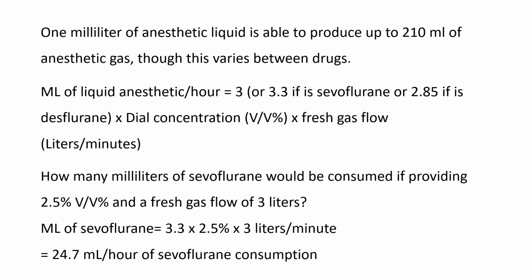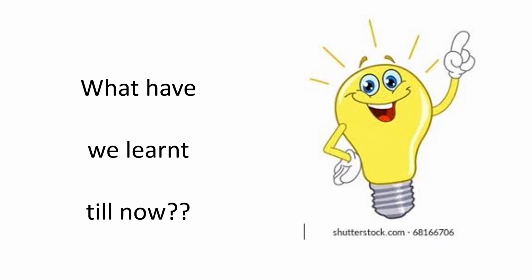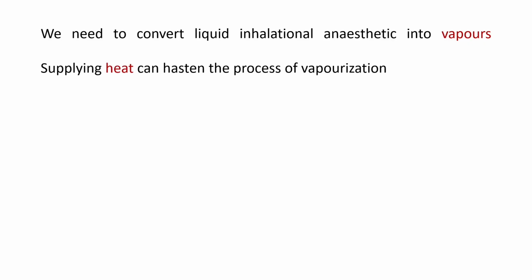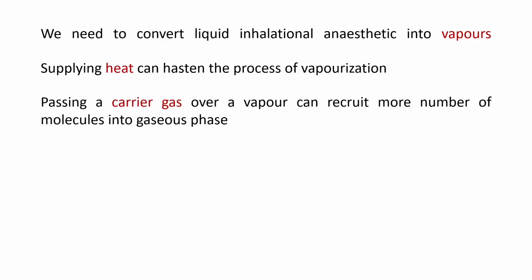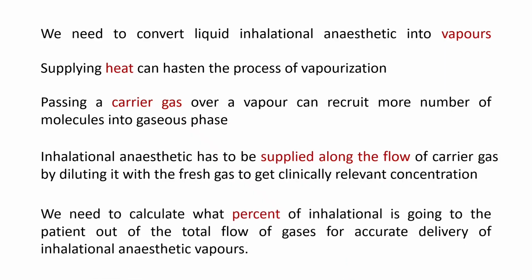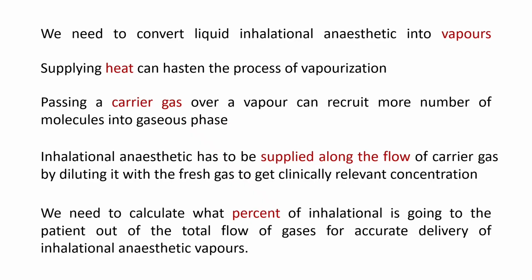Let us summarize what we have learned so far. Basically, till now we have understood a few basic things. Number one, we need to convert inhalational anesthetic agent into its vapors to use it clinically as an inhalational anesthetic. Second, supplying heat can hasten the process of vaporization. Third, passing a carrier gas over a vapor can recruit more molecules into the gaseous phase. Fourth, inhalational anesthetic has to be supplied along the flow of carrier gas. And fifth, we need to calculate what percent of inhalational agent is going to the patient out of the total flow of gases for accurate delivery of inhalational anesthetic vapors.